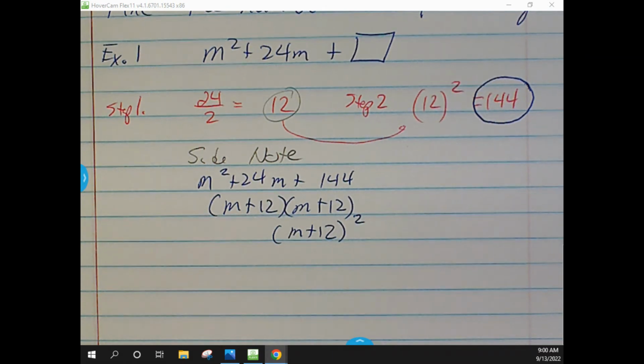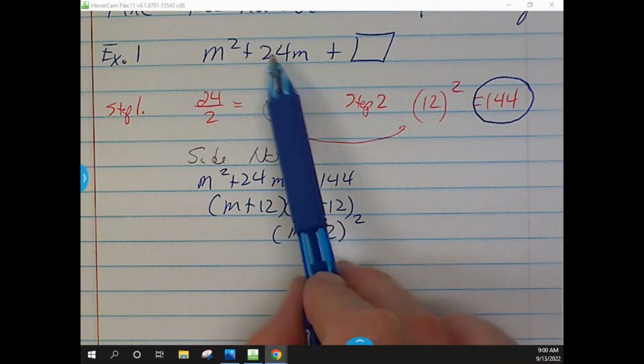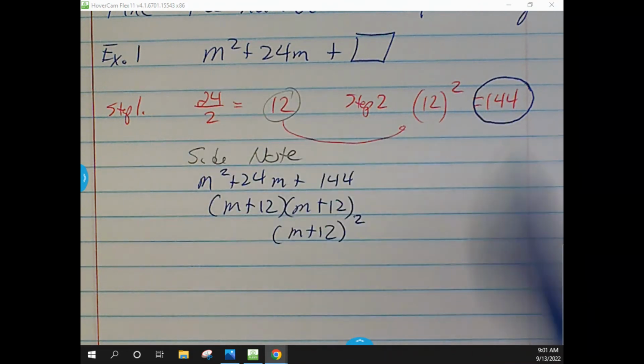And that's why they call it completing the square: if you put the right number in here, you can write it as an expression squared. Okay. And again, finding this number is really easy. If all they give you is these two, you take the b term, divide it by 2, and then square it, and you've got your number.